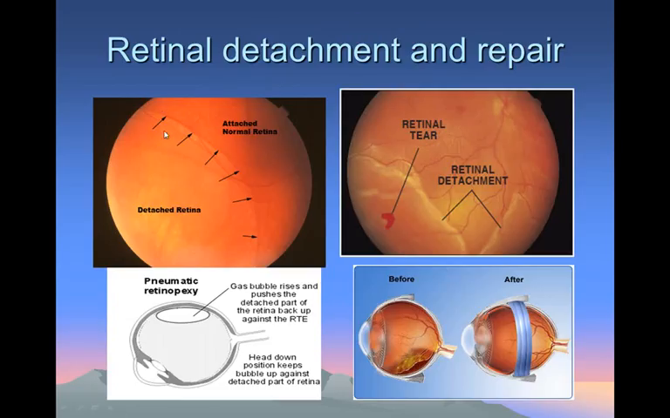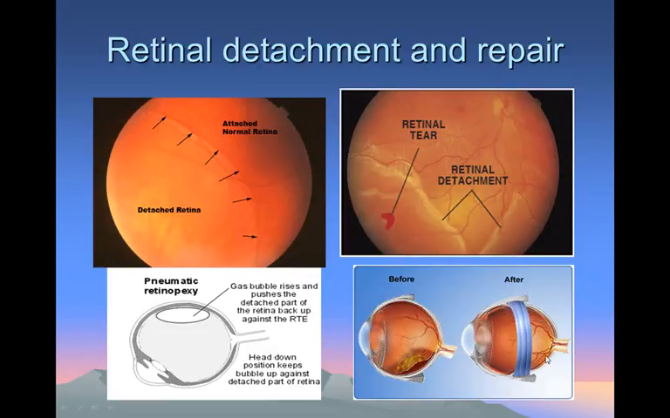So if we look here, here is the detached retina. There's the normal retina. You can see right here where it's come loose. Here's another, there's a retinal tear, retinal detachment. So what do you do for it?